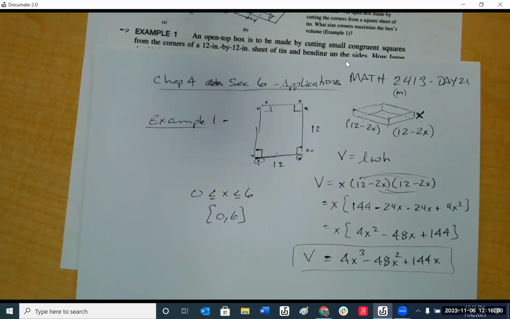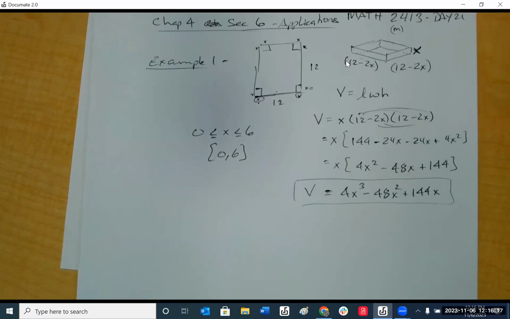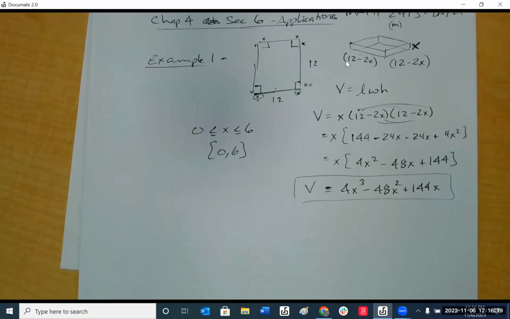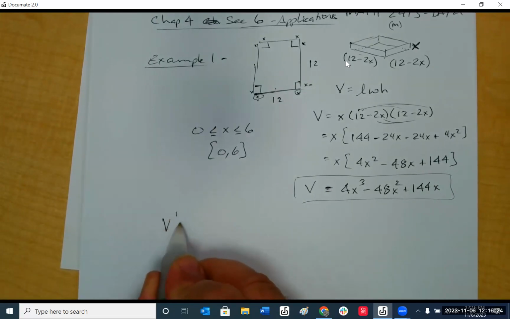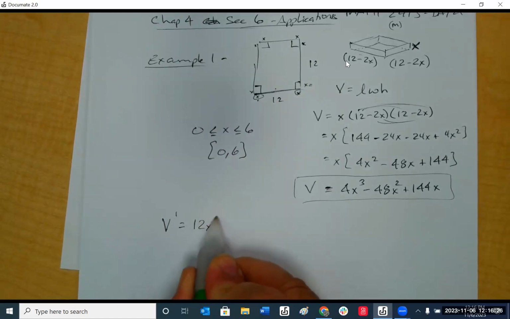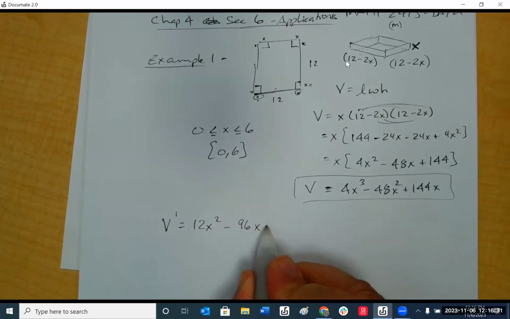Now, to find the optimization, what do we have to do? Find the derivative. Why the derivative? Because you're trying to find the minima or maxima. Exactly. Very good. I couldn't put it a better way. So we're going to find the first derivative: 12x squared minus 96x plus 144.